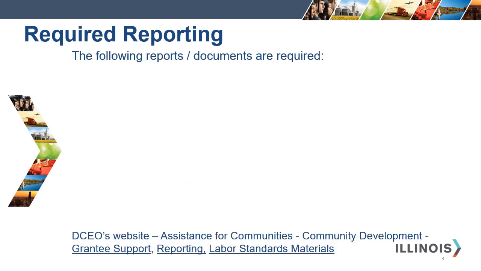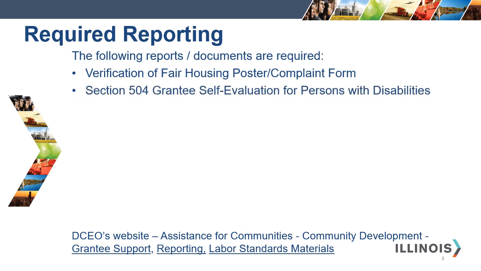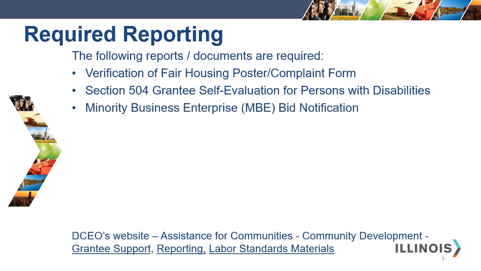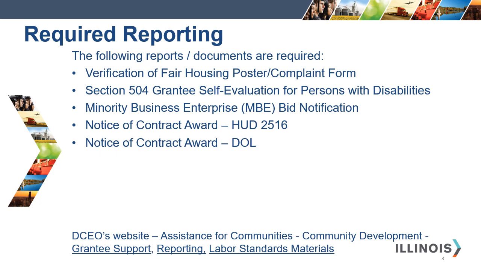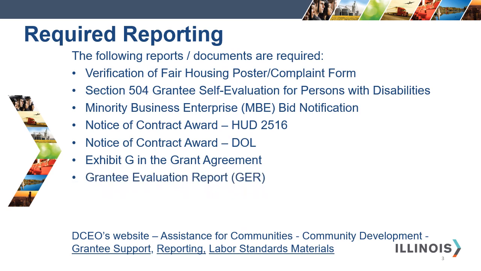In this section, we will specifically discuss the following reports or documents. Verification of fair housing poster and complaint forms. Section 504 Grantee Self-Evaluation for Persons with Disabilities. Minority Business Enterprise MBE Bid Notification. Notice of Contract Award HUD 2516. Notice of Contract Award for the Department of Labor. Exhibit G of the Grant Agreement. Grantee Evaluation Report, or GER, with an as-built drawing or plan, external audit reports, and compliance monitoring.